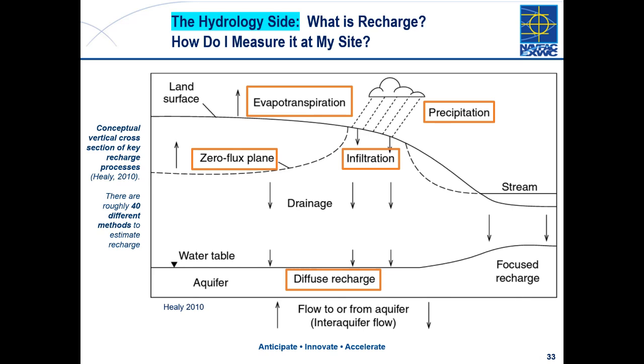Look at these arrows. So we're really trying to figure out that diffuse recharge on the bottom, because on the right, you see this stream that has focused recharge. We don't have many of our AFFF sites in a stream, which is fortunate. We're focusing on diffuse recharge. And now let's go to slide 34.